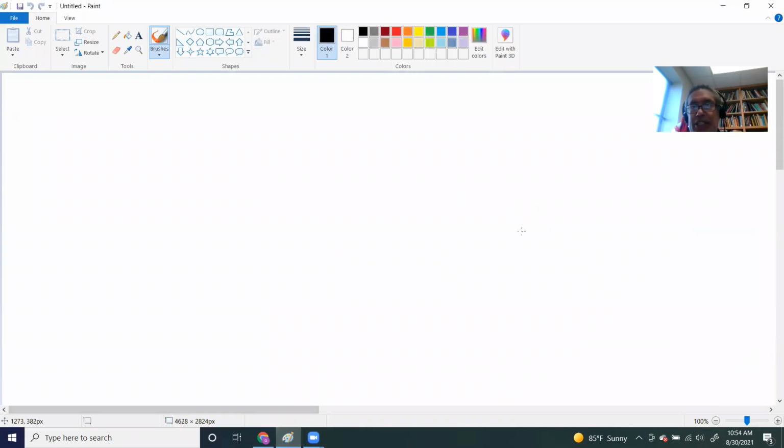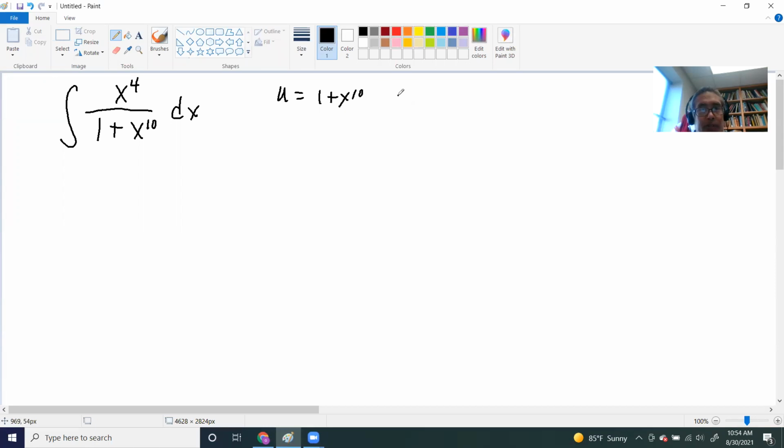Now, the very first question, this isn't exactly a WebAssign question, but it's close enough. If you have a question like this, let's say you have this indefinite integral, x to the fourth over 1 plus x to the 10th. Now, trying u equals 1 plus x to the 10th fails, for clear reasons, because du would be 10x to the 9th, so that isn't going to work. So what can we do?